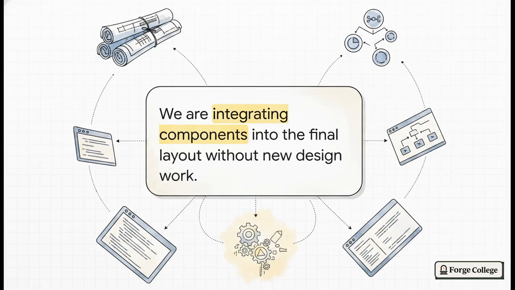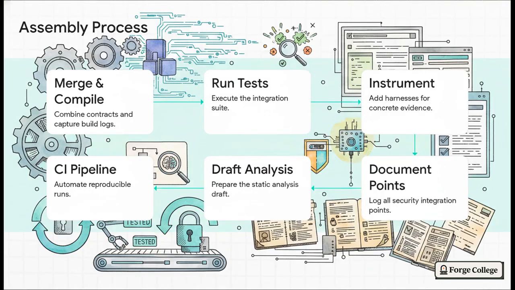We're pulling straight from our integration design docs, our access flow diagrams, and the actual code we've implemented to create one single coherent artifact. And to get there, we follow a super strict 6-stage process. We merge and compile, we test, we instrument our code to provide hard evidence, we document, we draft our analysis, and finally, we hook the whole shebang up to a CI pipeline.